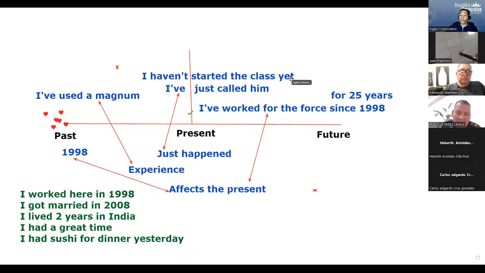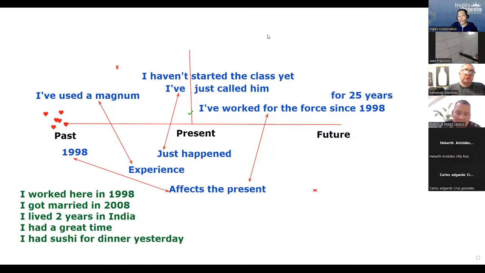No puedo decir aún. Ya no ocupo el yet. I just called him. Okay. Aquí ya no podría usar just tampoco. Yo lo llamé. Ya no podría decir yo lo acabo de llamé. No tiene sentido, ¿eh? Be careful. So sería I called him.